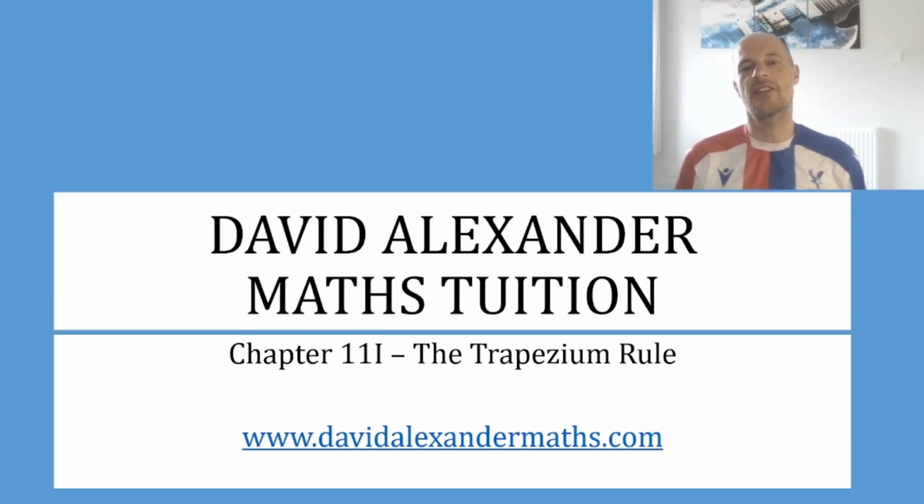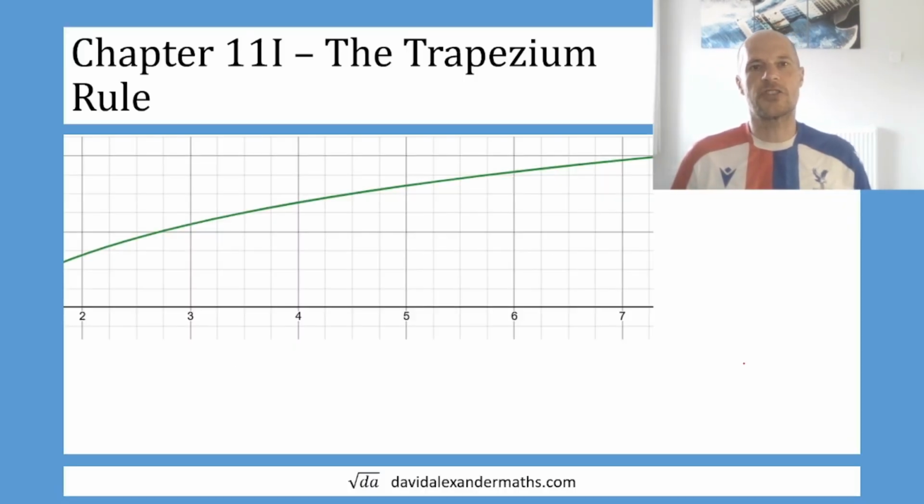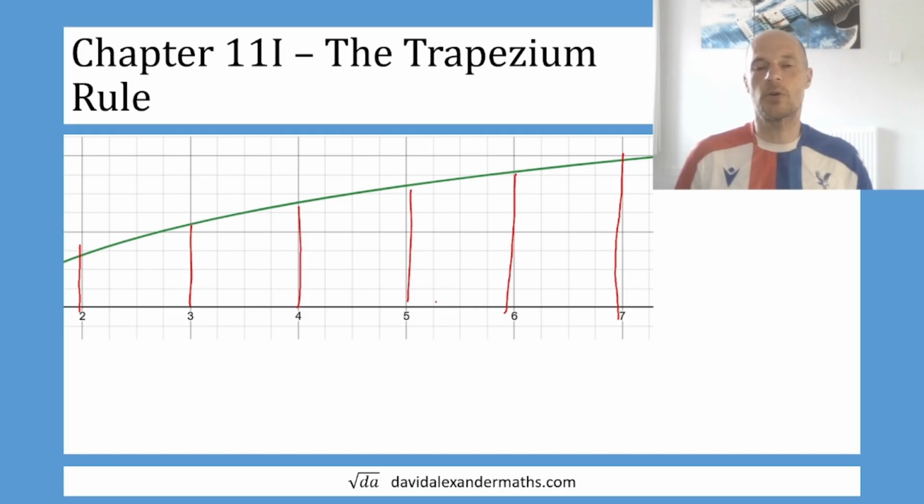This is chapter 11I on the trapezium rule. Okay, so quick introduction to the trapezium rule. It's actually really easy. So let's say we wanted to work out the area under the curve between 2 and 7. So what I could do is turn this into some trapeziums, but the important thing is they all must be equally wide.